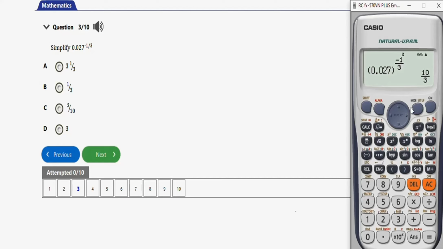So 10 over 3 is the same thing as, it has to be option A. Press SD. Okay, this is the answer in decimal. So the answer is basically A, because 3 times 3 is 9, 9 plus 1 is 10, 10 over 3. So the right option in this question is option A, which is 10 over 3, or 3 whole number 1 over 3. So that's it for this question. Let's solve the next repeated question.